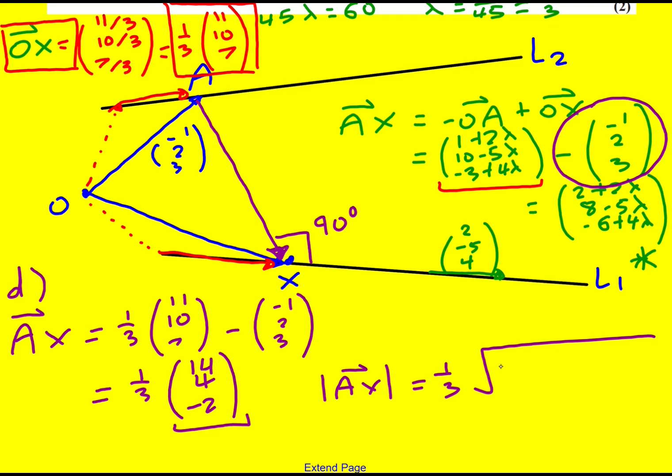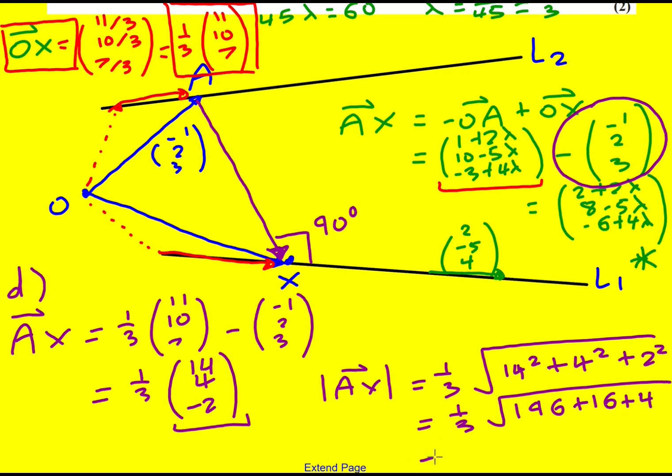You can square it and then square root it, but there's no real need. So a third times the square root of 14 squared plus 4 squared plus minus 2 squared, same as 2 squared. 14 squared is 196, plus 16 plus 4. So I get square root of 216. Now I'm dividing by 3, so actually that's the same as dividing by the square root of 9. And 9 into 216 is actually 24. So the final answer is root 24.